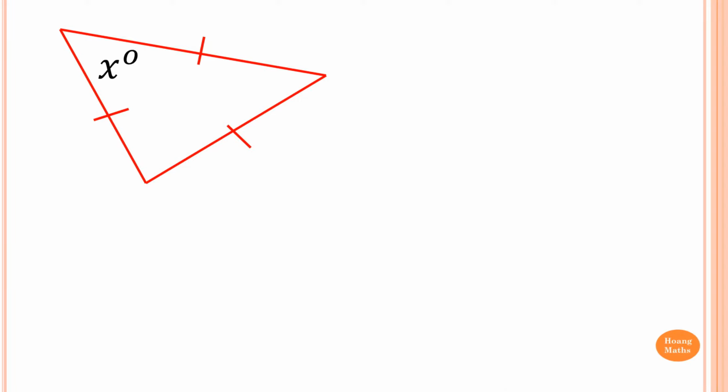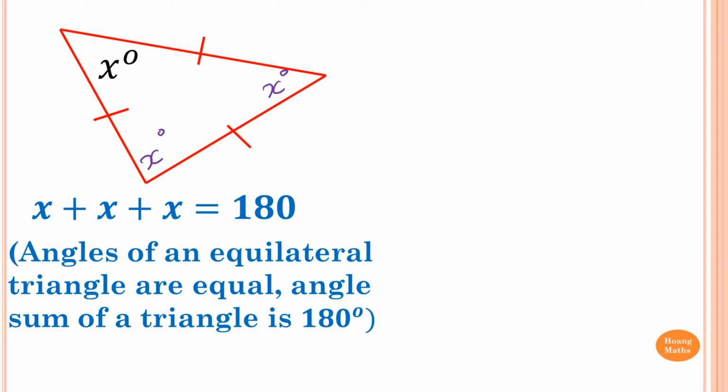Now, to find X, first of all, we know that this is an equilateral triangle. So in other words, this is X degrees as well. This is X degrees because angles of an equilateral triangle are equal. So this means that X plus X plus X is equal to 180. And we must give a reason for it. And the reason is angles of an equilateral triangle are equal, and angle sum of a triangle is 180 degrees.